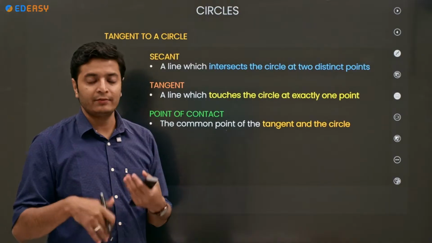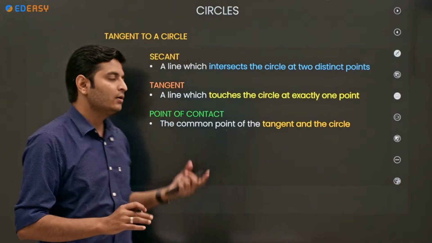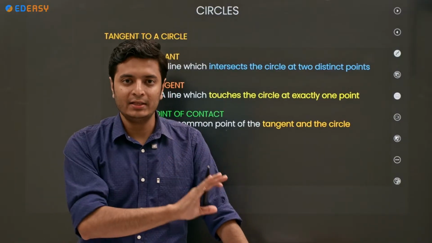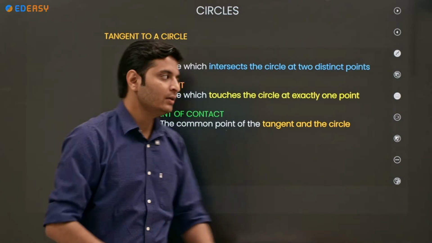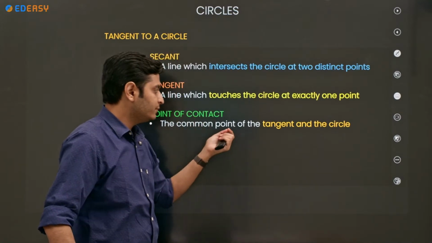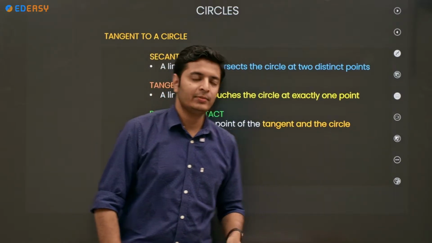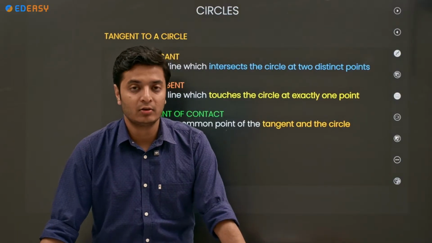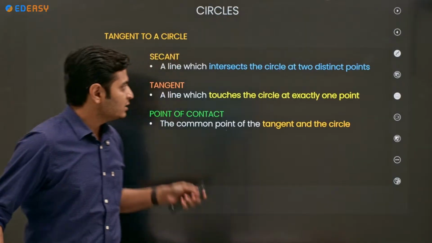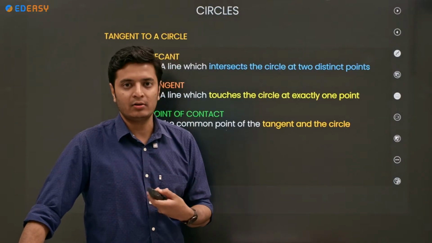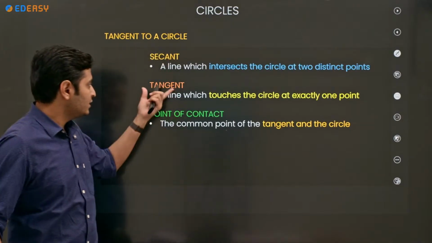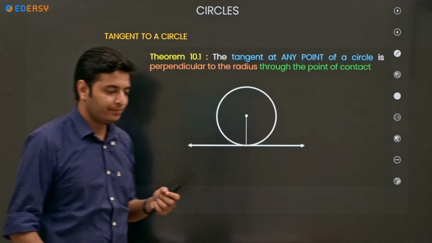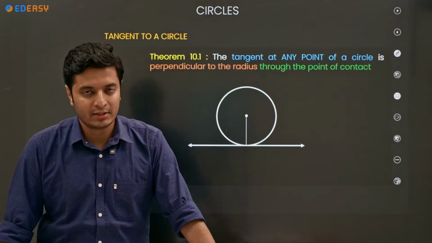Then the third term that we are using very heavily is point of contact. Of course, the point of intersection or the common point between any line and the circle itself will be known as the point of contact, the common point of the tangent and the circle. This will be known as the point of contact. So these terms we are going to use very heavily whenever we talk about a tangent and the circle. For secant, maybe we are not going to use this term, but of course tangent and point of contact we are going to use. Now let's talk about one theorem. This theorem can come in your exams.